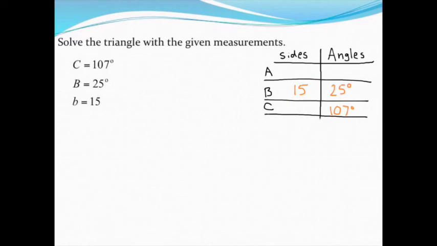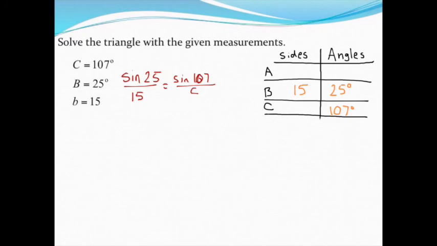I'm going to match up those corresponding side-angle pairs and say the sine of 25 over its corresponding side, which has a length of 15, is equal to any other corresponding angle and side. So in this case, let's go ahead and find side C first, since I know angle C. So I'll match this up to sine of 107 over side C, which I don't know. So I'm going to solve this like I'd solve any old proportion by cross multiplying.